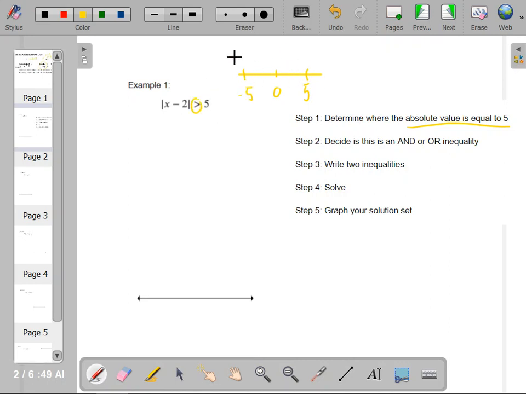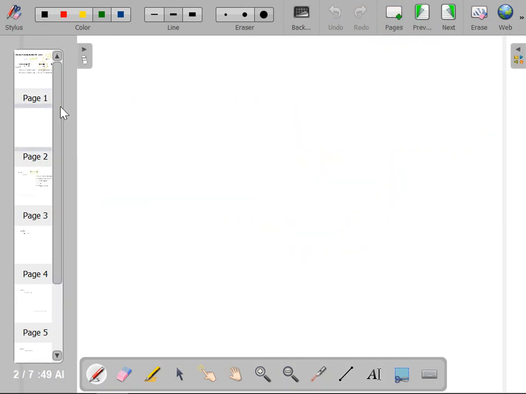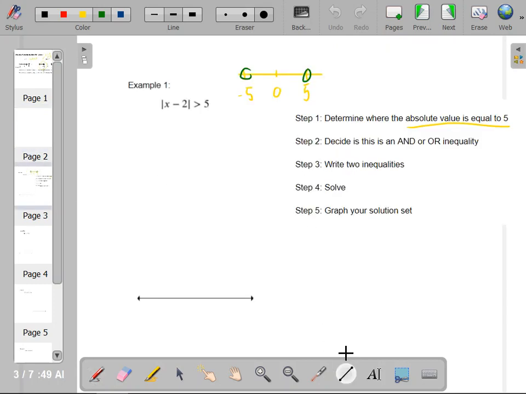And since it's a greater than and not a greater than or equal to, these are going to be open circles. And then last thing is, since it's an absolute value is greater than, we want the numbers that have absolute values bigger than 5. And when it's an absolute value greater than, then that's an or inequality. So, or inequalities are when you shade away. So I'm going to go to the right or to the left.